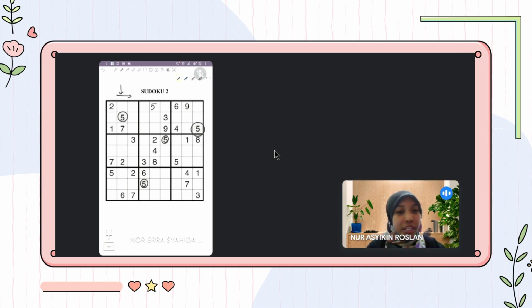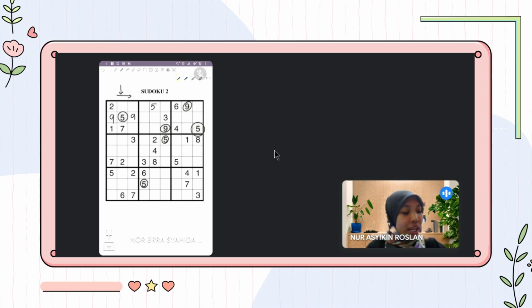Now we take a look at another repeated number, which is number 9. In this box, we have 9 at the top. And in this box, we have 9 at the bottom. So, inside this box, we must have number 9 in the middle.